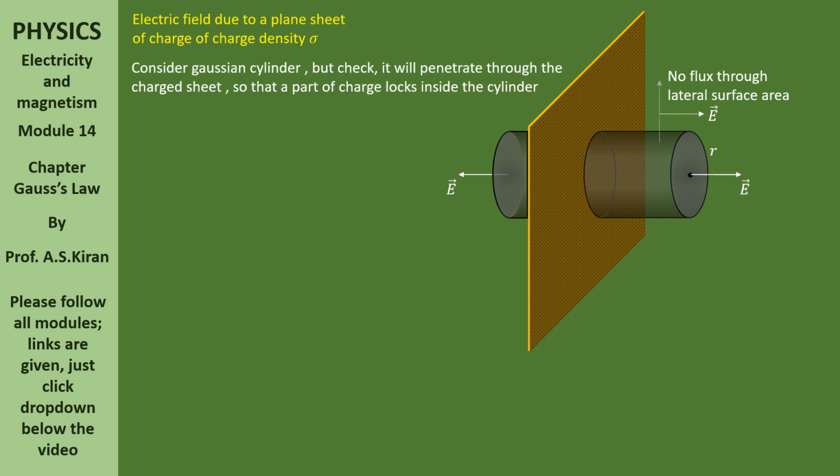Now, through the lateral surface area, there is no flux at all. Why? With respect to that lateral surface area, the area vector is perpendicular to the field vector. What field? The electric field vector. So cos 90 becomes 0 in the application of Gauss law. Now, through the left side lid, there is some flux. Through the right side lid, there is some flux.